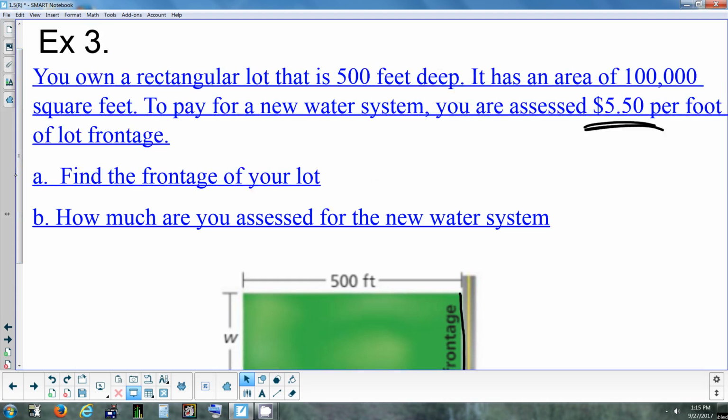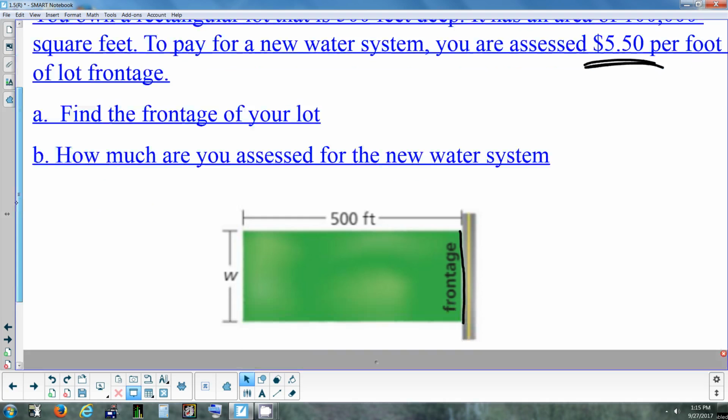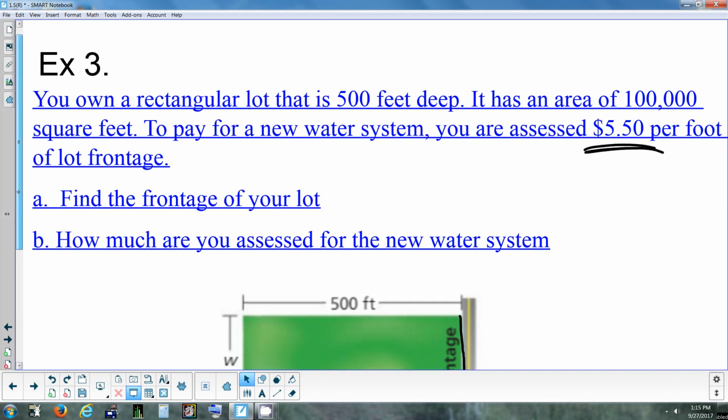What did they tell us so far? That the lot is 500 feet deep. There is 100,000 square feet. And then you have to pay $5.50 per foot of lot frontage. So let's go back to that 100,000 square feet.